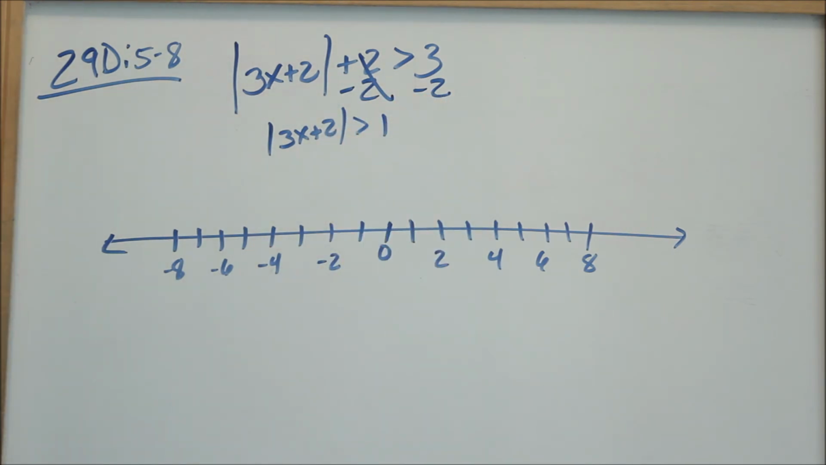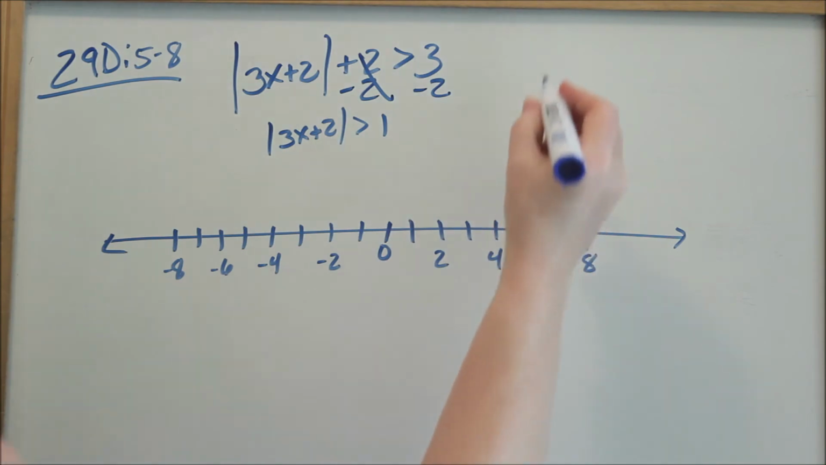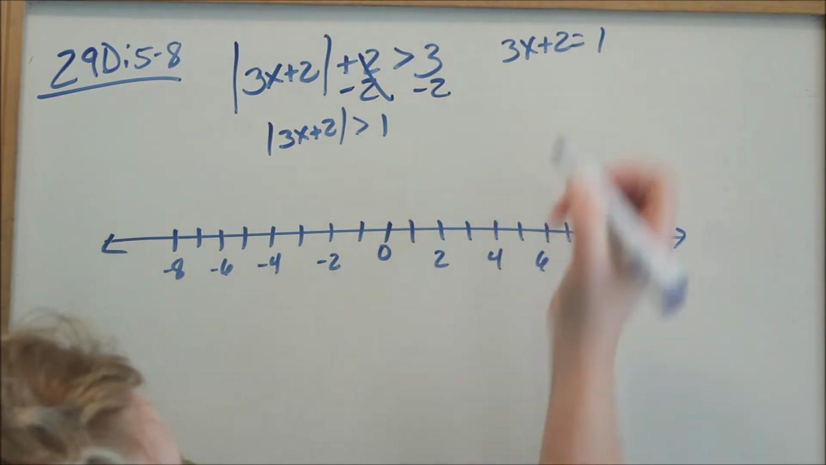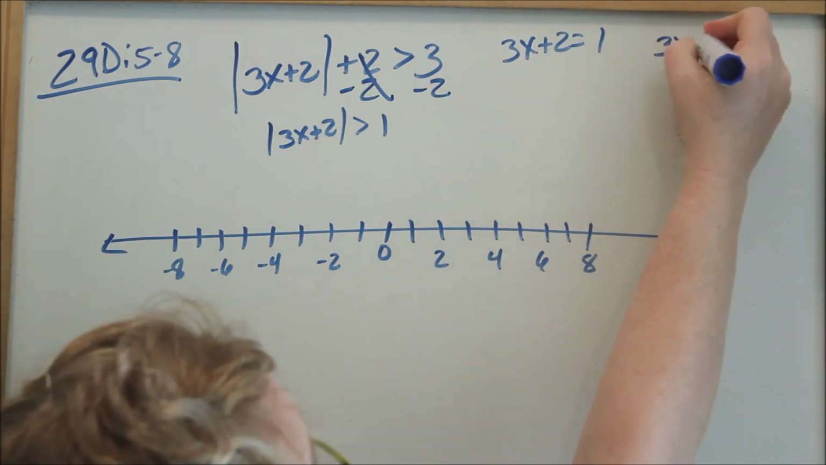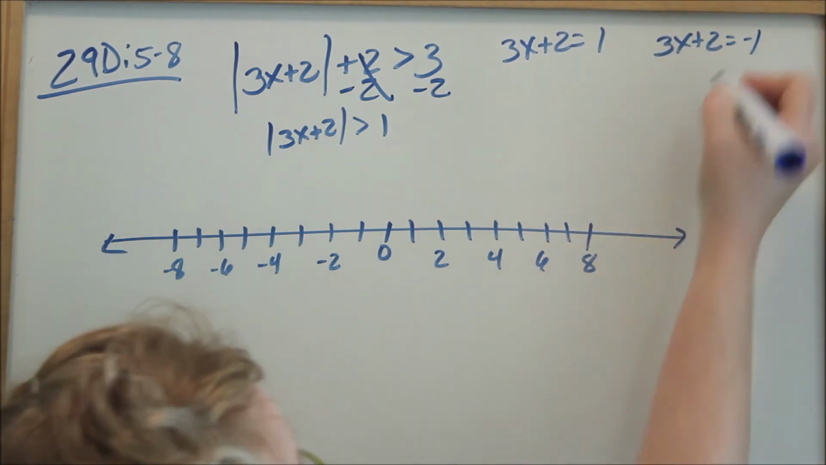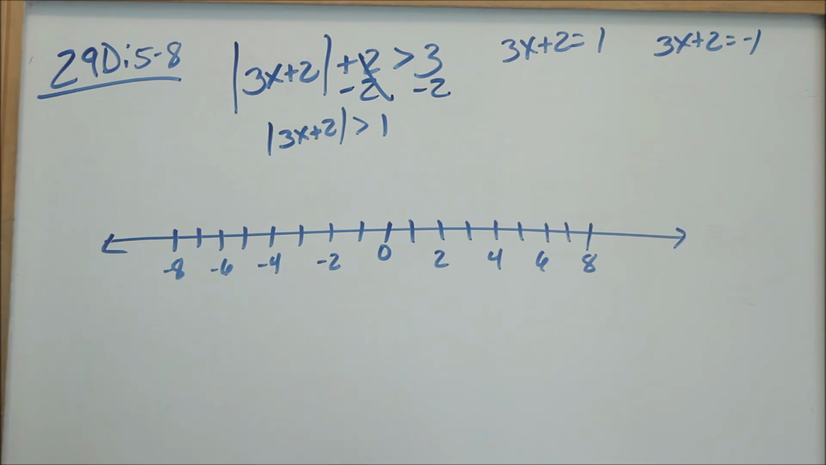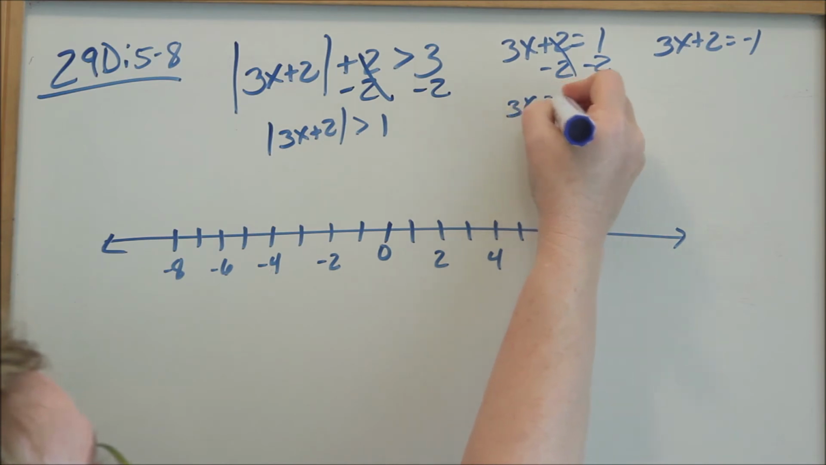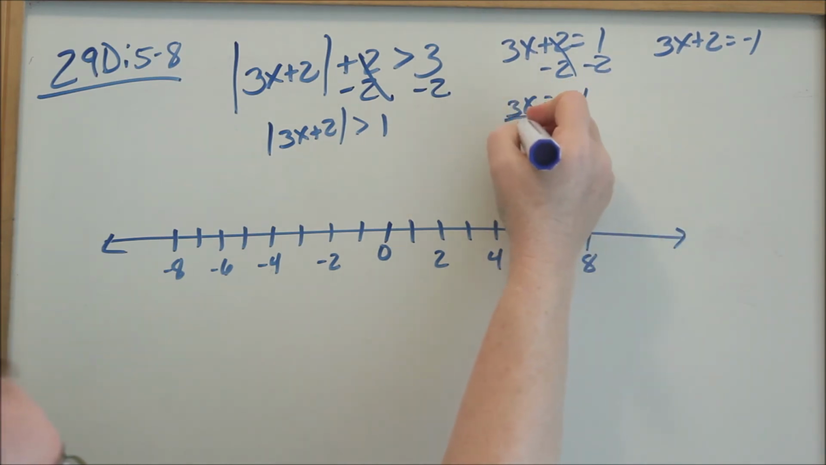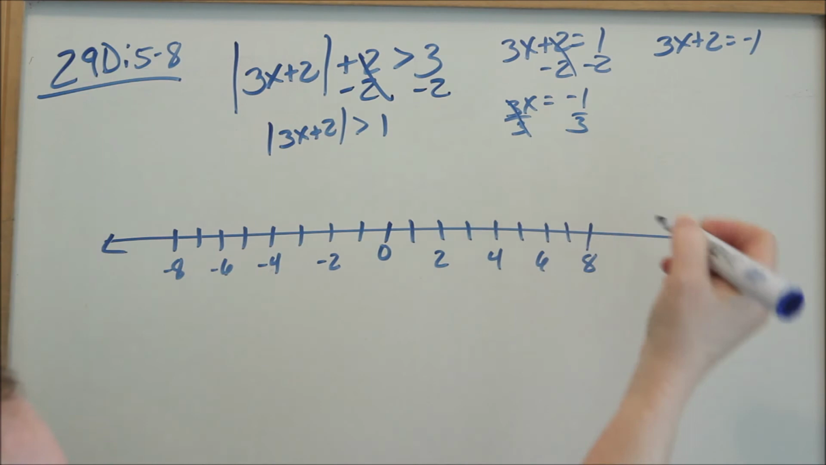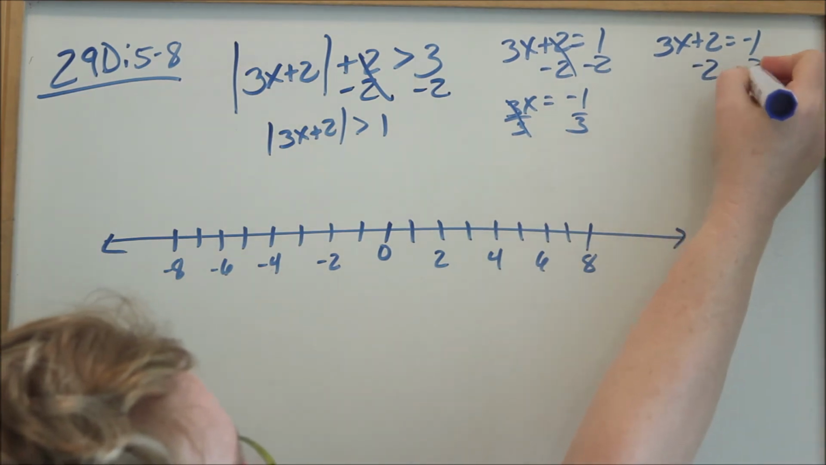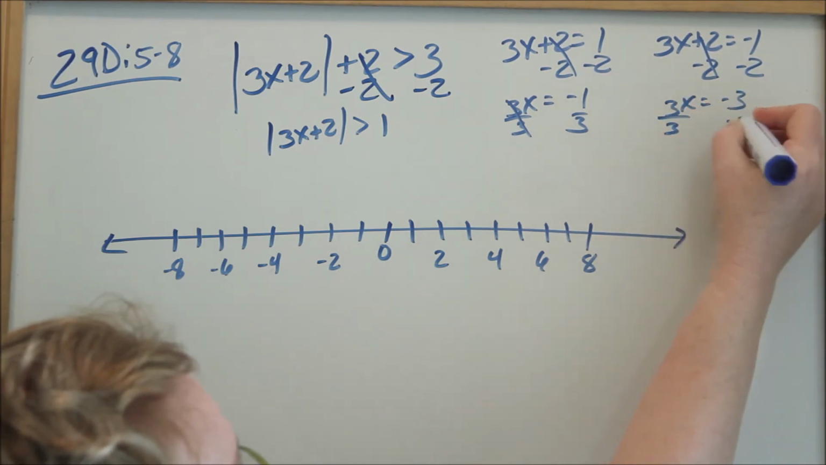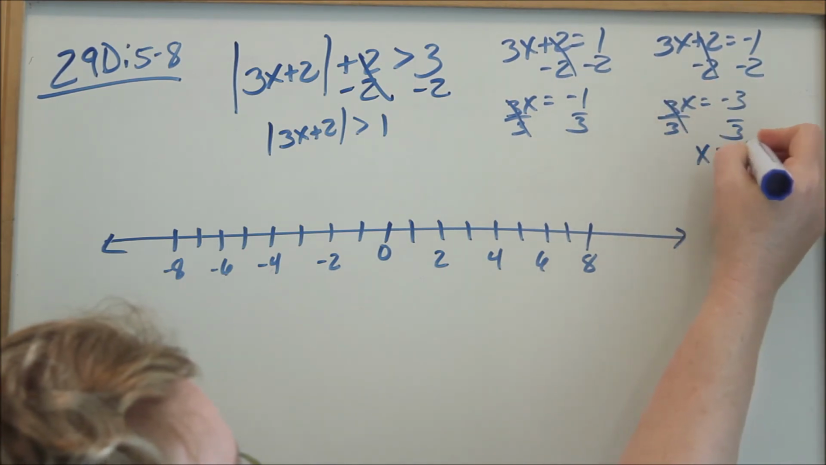Now that we have absolute value on one side, number on the other side, you can take whatever's in the absolute value and set that equal to a positive, that answer. Now you take it and set it equal to a negative of that answer. Now we just need to solve for x in both of those. So subtract 2 over, so 3x equals negative 1. Watch your signs. Divide your 3 over, so x equals negative 1/3. Watch your signs, so 3x equals negative 3. Divide the 3, so x equals negative 1.